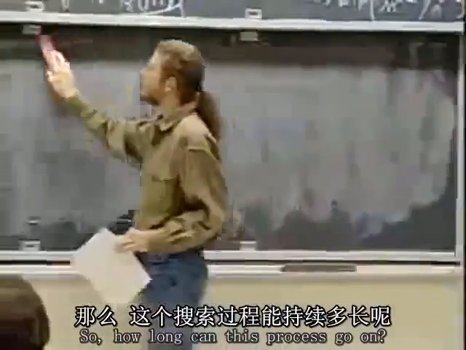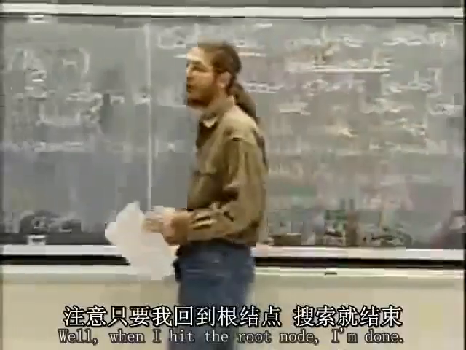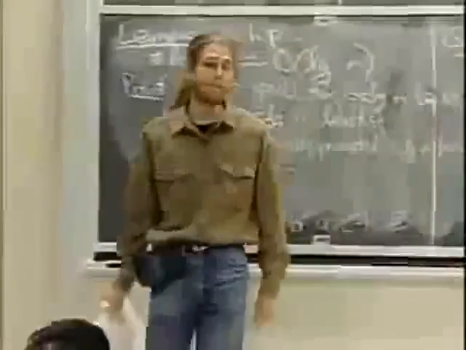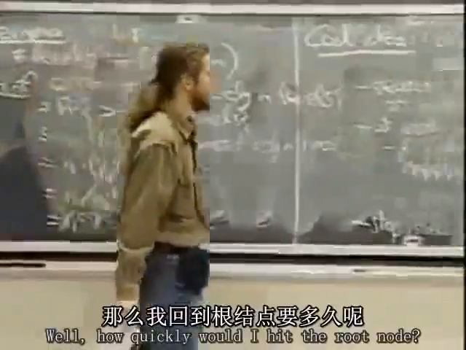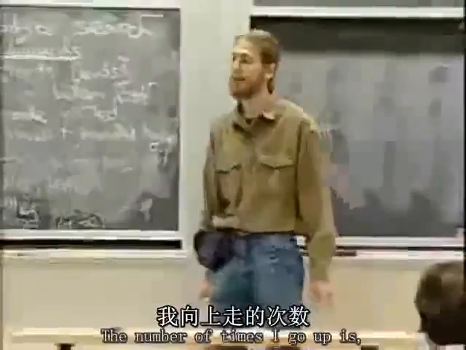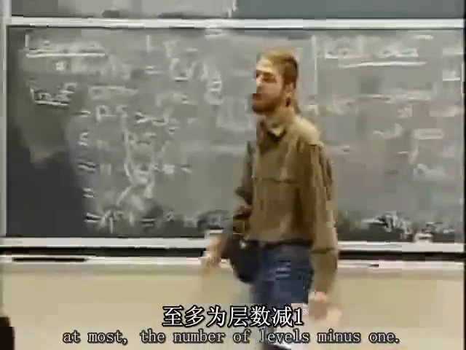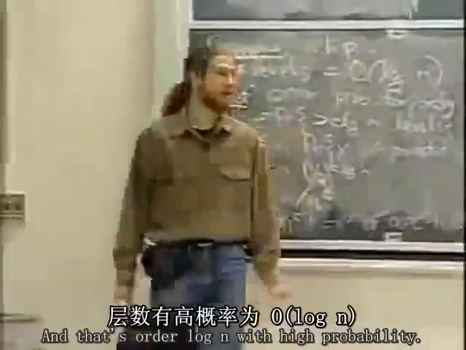So, how long can this process go on? We want to know how many times can I make this walk? Well, when I hit the root node, I'm done. Well, how quickly would I hit the root node? Well, with probability a half, I go up each step. The number of times I go up is at most the number of levels, minus 1. And that's order log n with high probability.